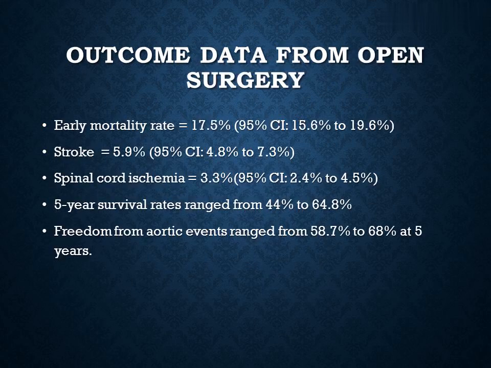Outcome data from open surgery. Early mortality rate equals 17.5%, 95% CI 15.6% to 19.6%. Stroke equals 5.9%, 95% CI 4.8% to 7.3%. Spinal cord ischemia equals 3.3%, 95% CI 2.4% to 4.5%. 5-year survival rates ranged from 44% to 64.8%. Freedom from aortic events ranged from 58.7% to 68% at 5 years.